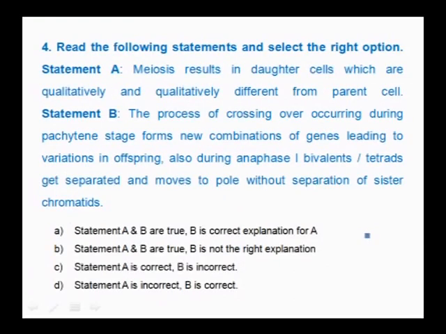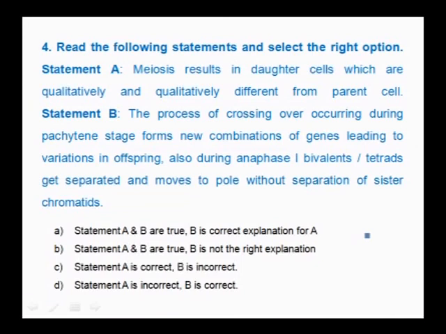Question 4. Read the following statements and select the right option. Statement A. Meiosis results in daughter cells which are qualitatively and quantitatively different from the parent cell. B. The process of crossing over occurring during the pachytene stage forms new combinations of genes leading to variations in the offspring. Also during anaphase 1, bivalents or tetrads get separated and move to the poles without separation of sister chromatids. This question is actually the explanation for the third question. Statement B clearly explains why anaphase 1 is considered the reducing stage.